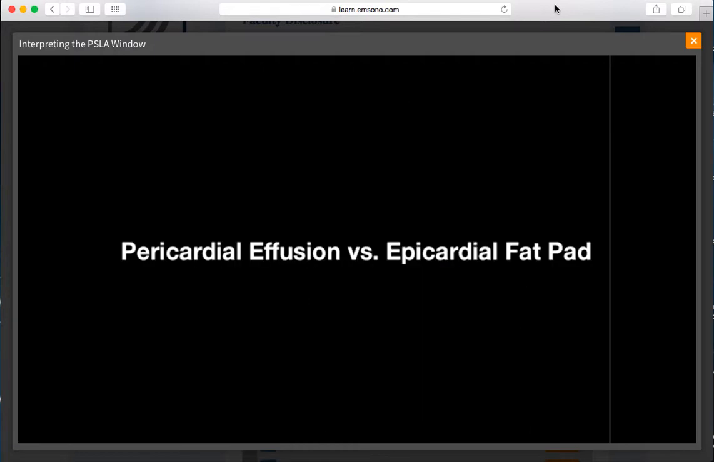Let's now look at how you can distinguish a pericardial effusion from an epicardial fat pad using the parasternal long axis window.